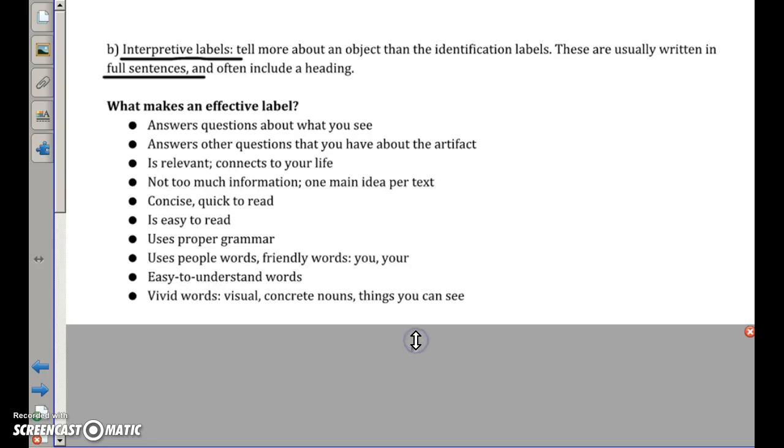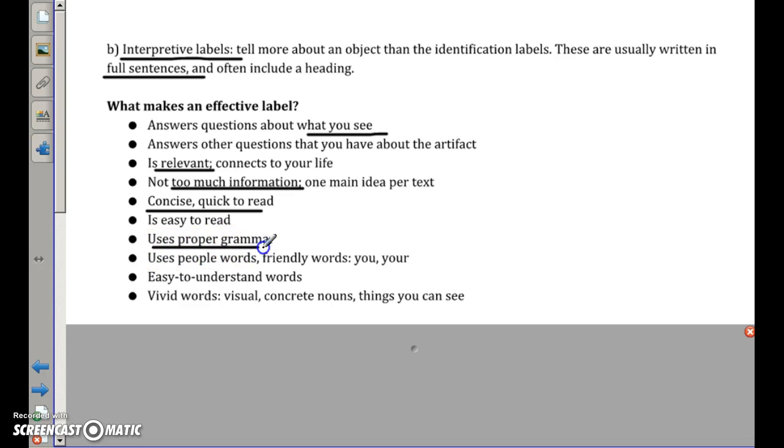Now if we're going to look at criteria for what makes an effective label, right? We want to make sure that it answers the questions about what they see. So we don't want people to have any questions about what it is that your object or artifact is. It should answer other questions that you have about the artifact, because remember it's a museum, so people are going there to be educated. It has to be relevant, so we're looking at these artifacts in relation to World War I. Not too much information. You don't want somebody to be standing there for an hour reading your information on an artifact. So it has to be concise, quick to read, and easy to read.